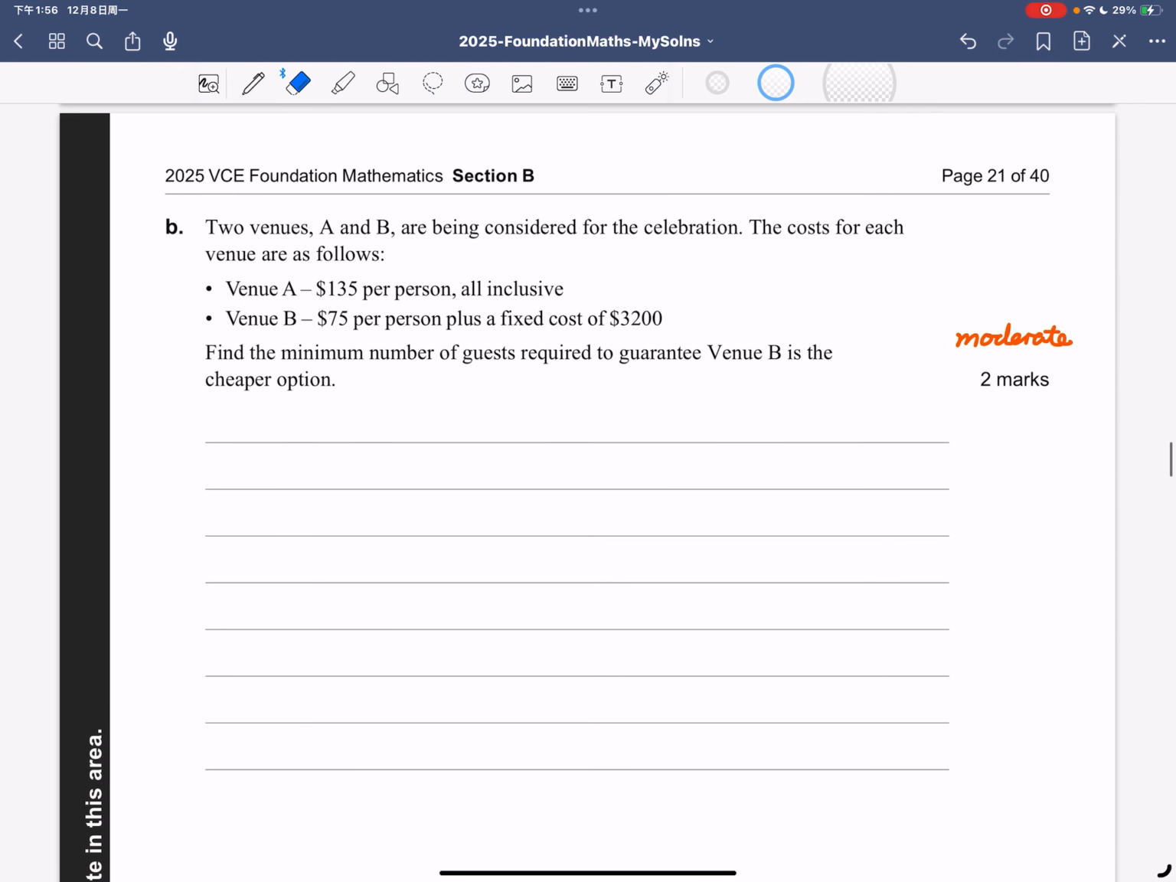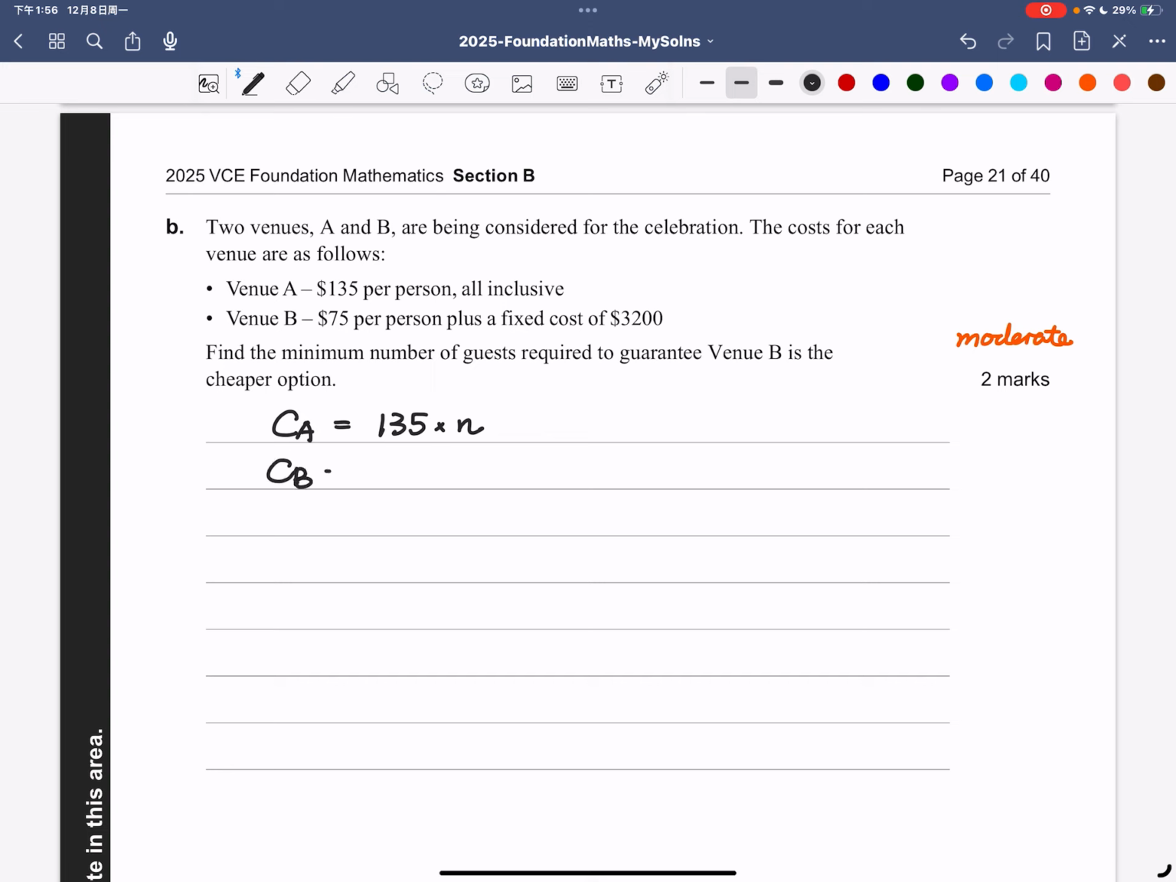Two venues, A and B, are being considered for the celebration. The costs for each venue are shown as follows. Venue A is $135 per person, all inclusive. So let's do the cost: A is $135 per person times the number of people. And venue B is $75 times the number of people plus a fixed cost of 3200.